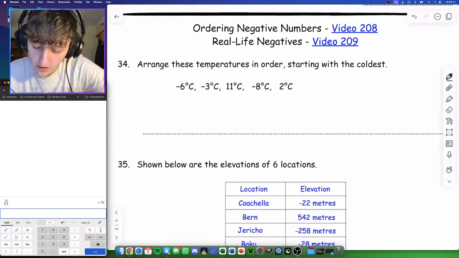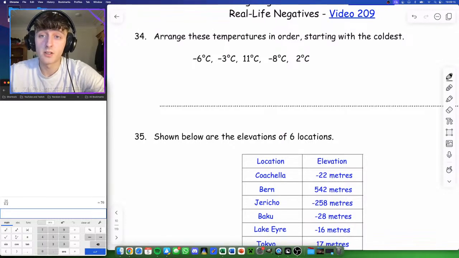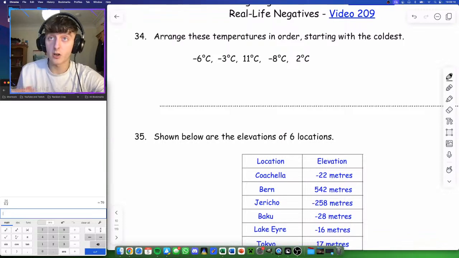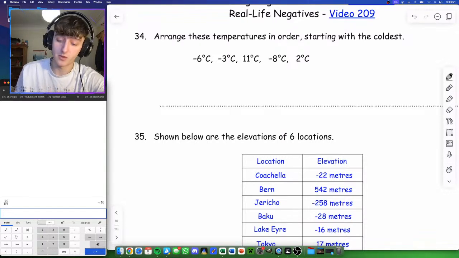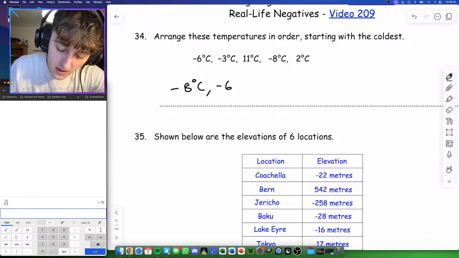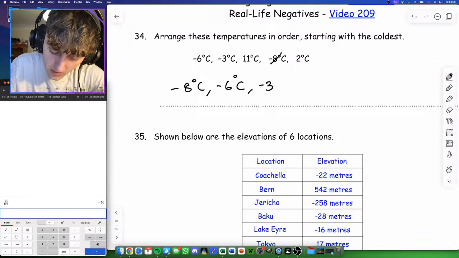Alright, arrange these temperatures in order, starting with the coldest. So, just a bit of negative numbers, nice and easy. We'll go for the largest negative, which is going to be the highest number, but with a minus sign in front of it. So, -8, I believe that will be. Then, the next largest number, but with a negative sign, is going to be -6. And the next largest number with a negative sign is going to be -3. We'll cross these ones out as well.